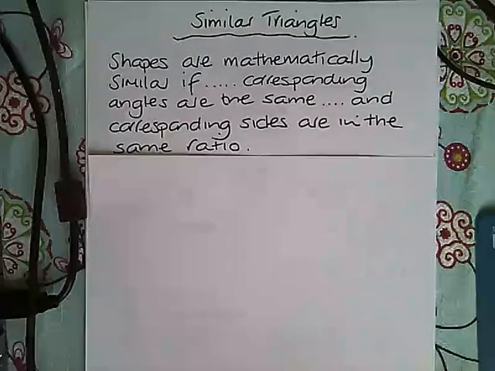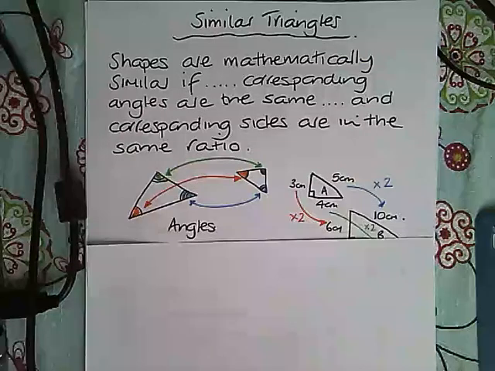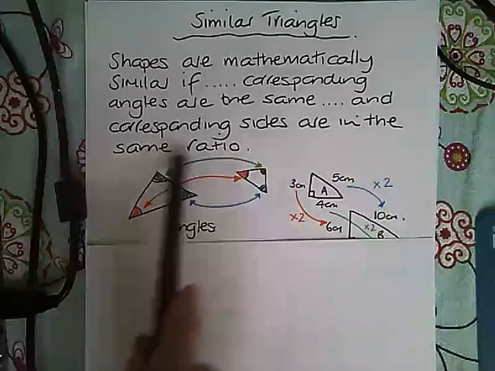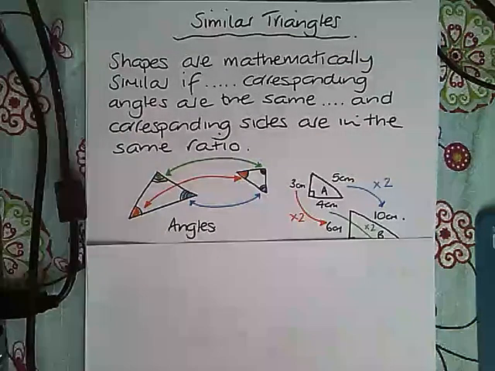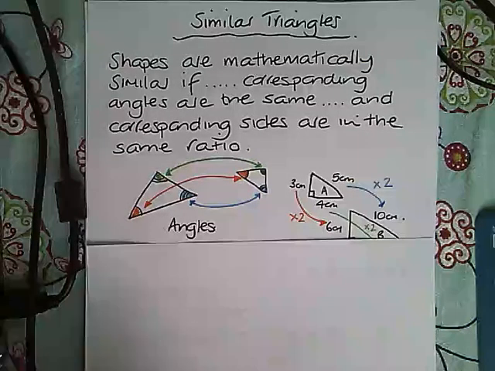So similar in maths means that things are an enlargement of one another, and we have this definition here that shapes are mathematically similar if the corresponding angles are the same and the corresponding sides are in the same ratio. So if we have a look at the angles first of all with this diagram, here I've coloured in the angles in these triangles.